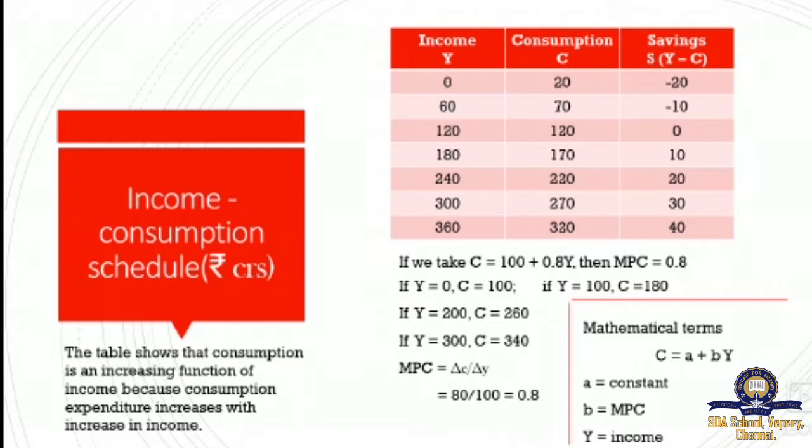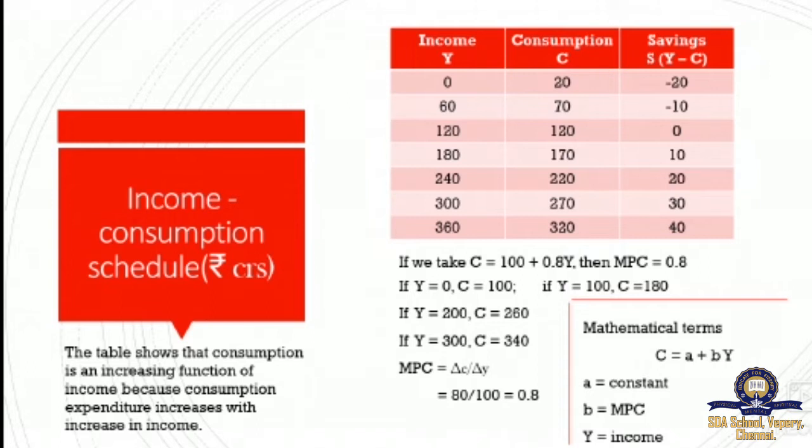And 60 rupees is income, 70 rupees is consumption, so saving is minus 10. No saving, it's called a deficit. And 120 is the income, 120 is the consumption. It's equal, there is no balance at all. So 0 is the saving. The remaining: 180 is the income, 170 is the consumption, 10 rupees they saved. So 240 minus 220, 20 is the saving. 300 minus 270, 30 is the saving. 360 minus 320, 40 is the saving.